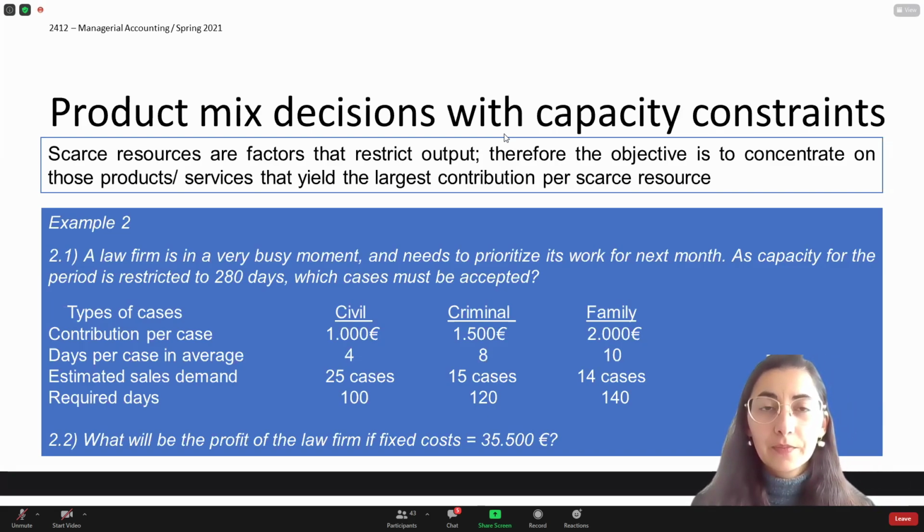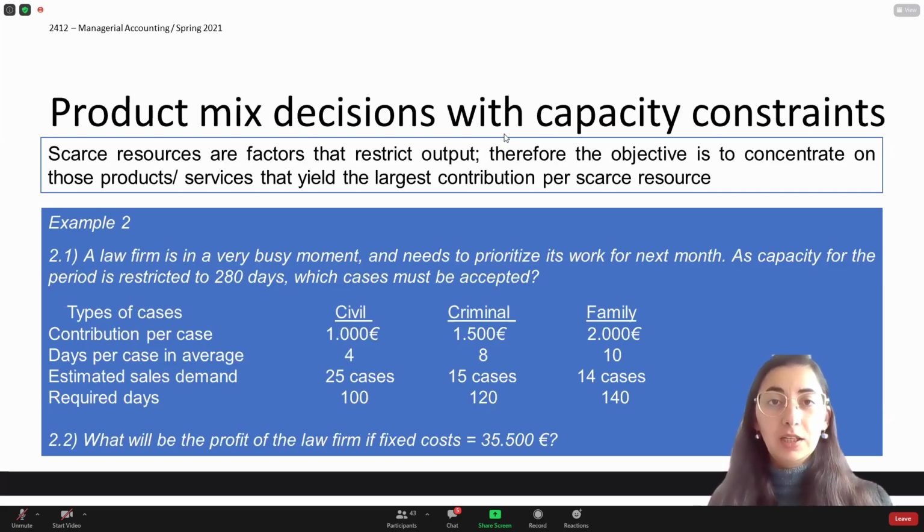Yes, and then to calculate the profit, we just compute the contribution per case times the number of cases that we will do of each, and then subtract the 35,500, right? Exactly. The contribution is already the difference between the price and the variable costs. Okay. Thank you. That is one way to go about calculating the profit.